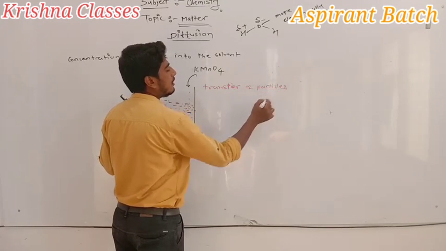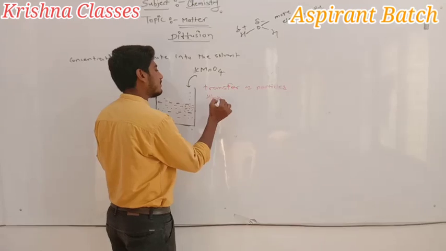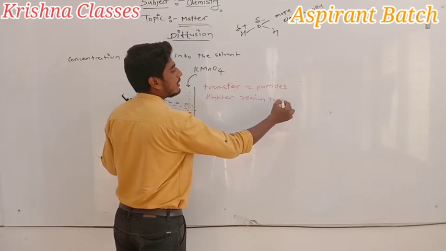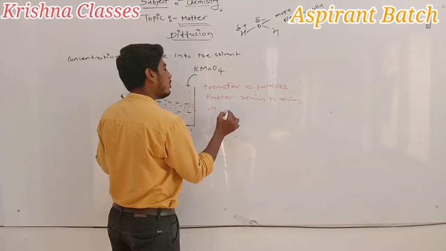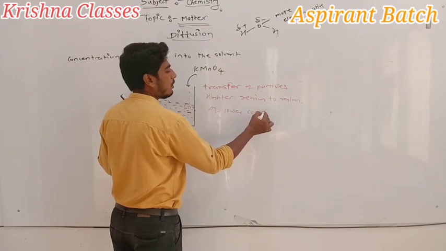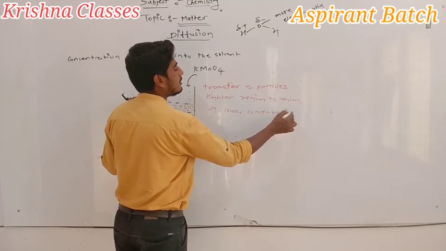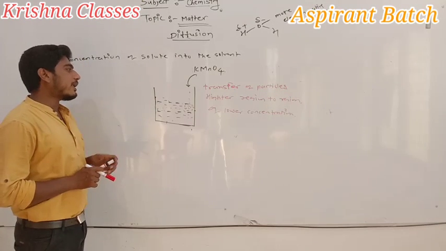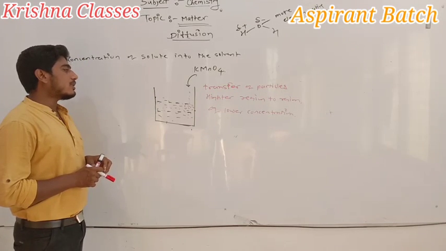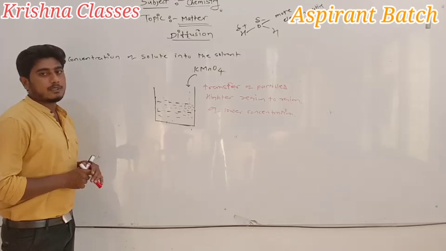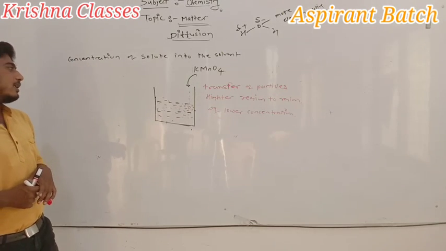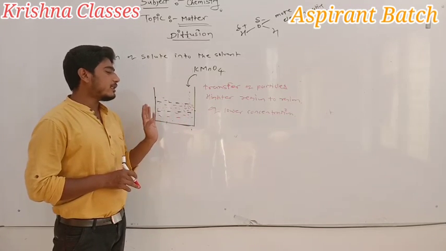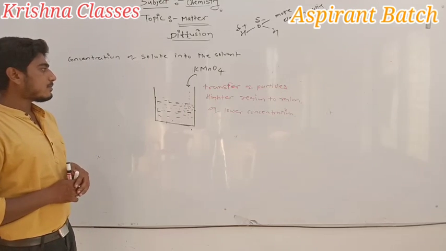Solid particles here transfer from the region of higher concentration to the region of lower concentration, and this transfer of solute particles from the region of higher concentration to the region of lower concentration is called the diffusion process. Here the solute particles, that is the solid particles, are diffused from higher concentration to lower concentration.